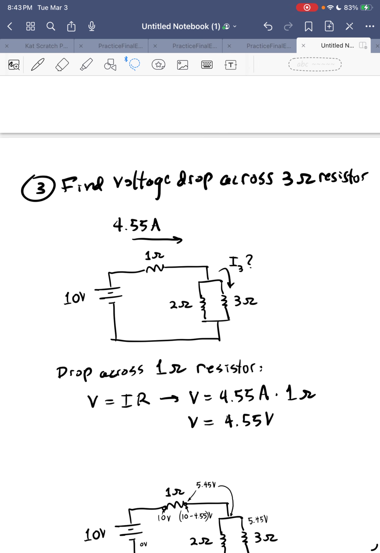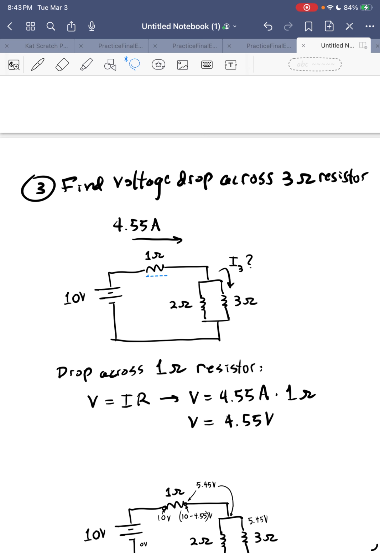Do I know the voltage at the back end of the 3 ohm? Yes, I do, because it's connected to the back end of the battery. There's no other resistance there. It's just straight lines. So that means if the back end of the battery is at 0 volts, then this part right here at that end of the 3 ohm resistor is also got to be 0. So I can try to figure out what that is.